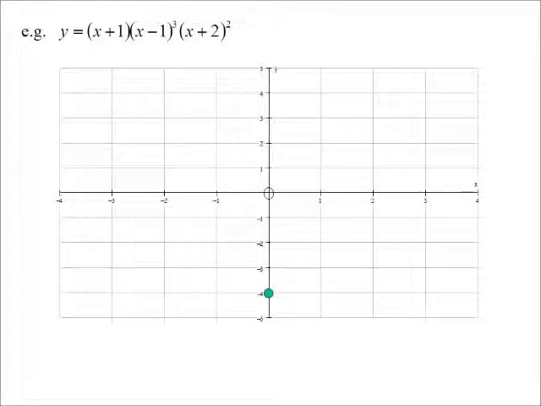As an example, I'm going to sketch this particular polynomial. We don't need to expand the whole thing out to work out the constant. We just look at the constant. So I'm going to have 1 times minus 1 cubed times 2 squared, which is, of course, minus 4. So let's plot that in. There it is down there at minus 4.